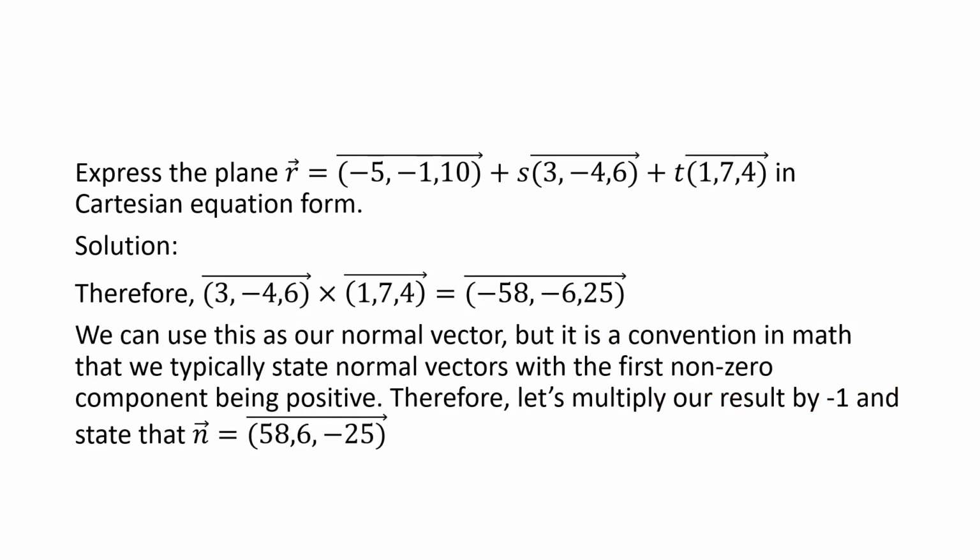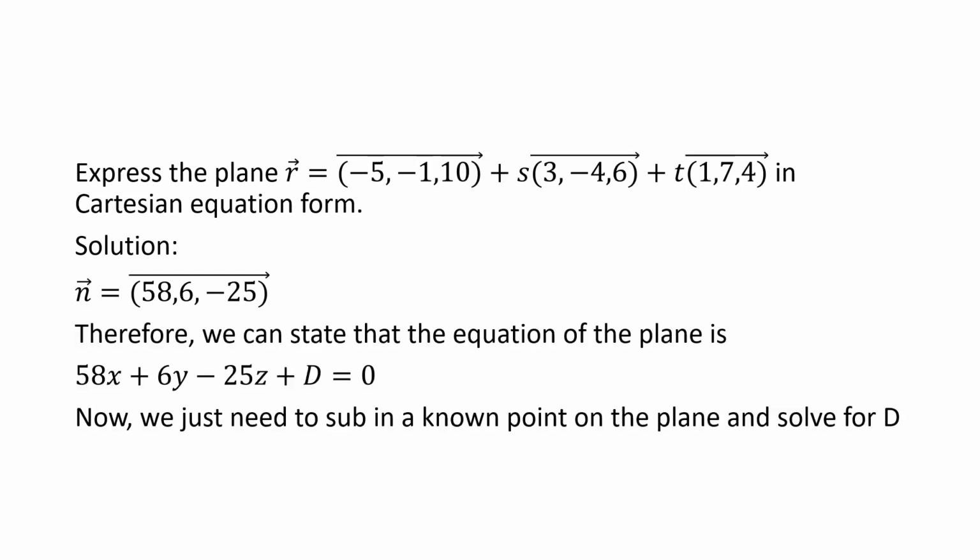So we're going to use it. So this is the explanation here, the same concept. We can use that as our normal vector, but it's a convention in math that we typically state normal vectors with the first non-zero component being positive. So we'll multiply it by -1, and instead we'll say that n is 58, 6, -25. So there's our normal vector.